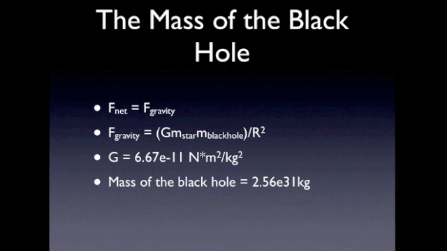So the net force is due to the force of gravity, or the attraction between the black hole and the star. The force of gravity is proportional to G, the mass of both of the objects, and the distance between them squared. G is equal to 6.67 times 10 to the negative 11th. And using all of this, we figured out that the mass of the black hole was 2.53 times 10 to the 31st kilograms.